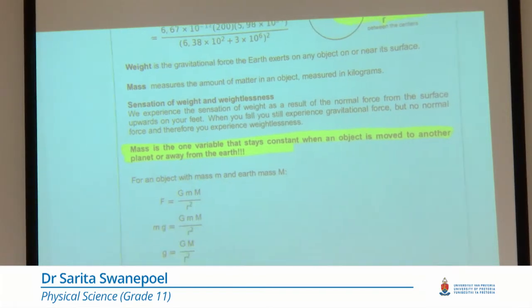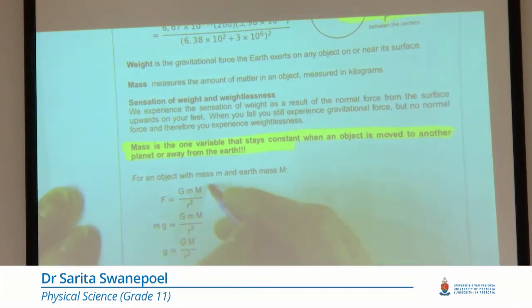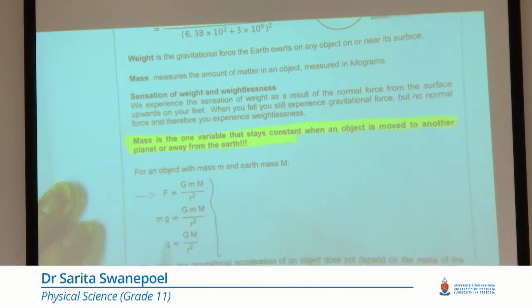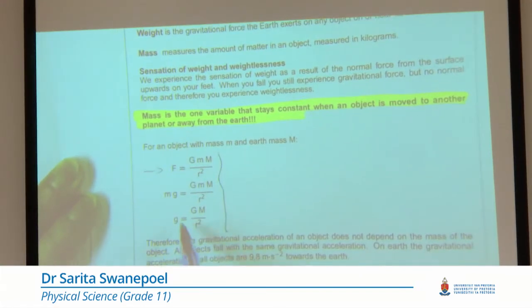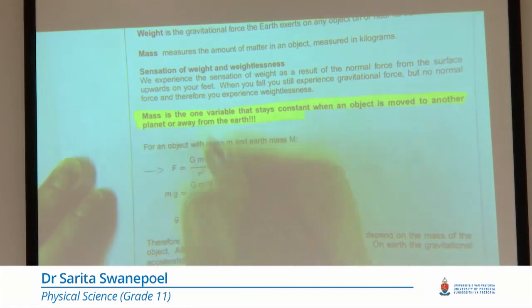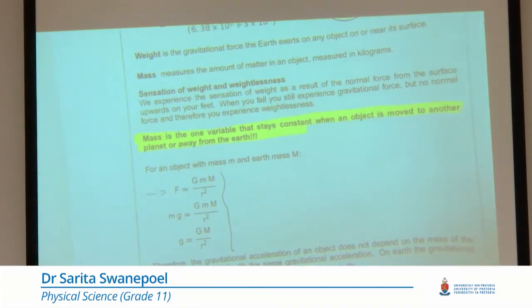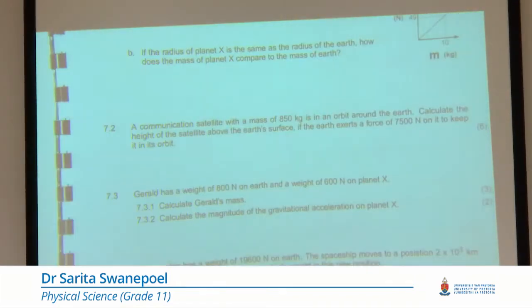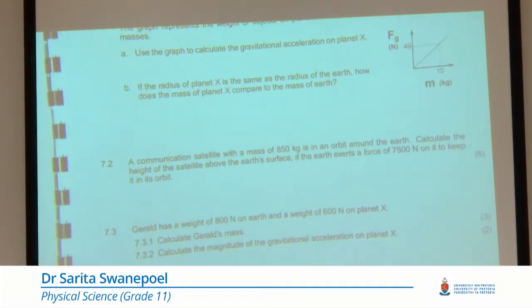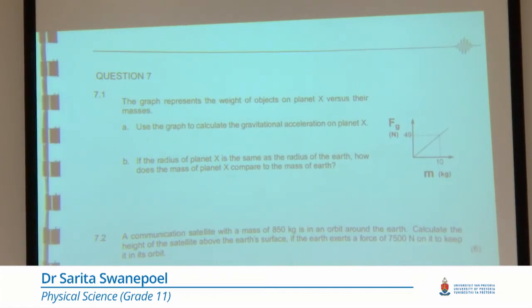And then we've already talked about this one. Remember, the top one is on the information sheet. The bottom one is not, so you have to derive it when you have to use it. So that is the background that we are going to have to use when we look at the questions, number 7. I want you to look at number 7 and see what you can do for me there.